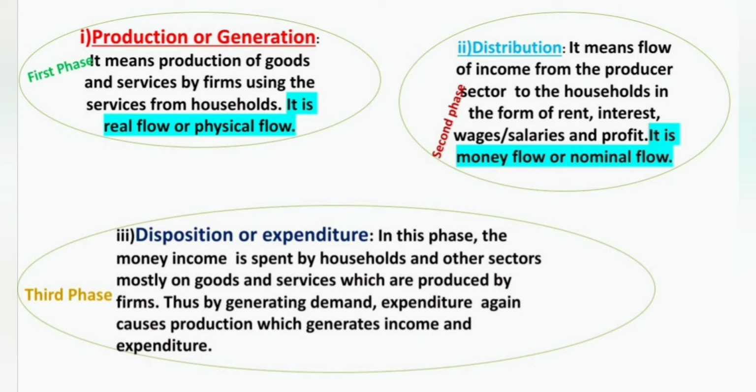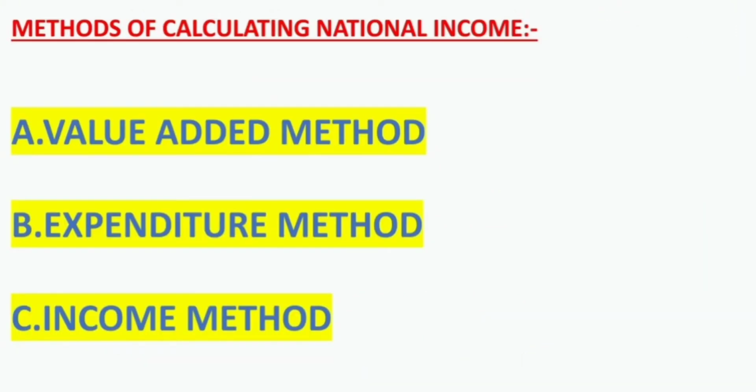Now we are going to discuss how national income is calculated through three methods. They are value added method or product method, income method and expenditure method. In this module, I am going to explain the value added method or product method.